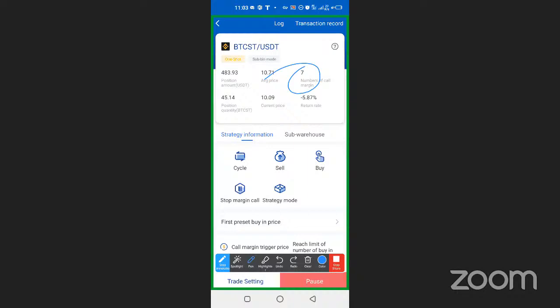Didn't you see that? Yes. So that is where you go and change, because you can see the number of margin calls so far bought. Oh, okay, I think this is an option that can be checked. Yes.